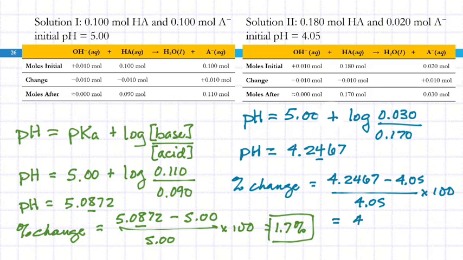So that's going to be 4.9%. In this buffer, we had equal amounts of acid and base. When we added the sodium hydroxide, we had a 1.7% change. Here, we had significantly more acid than base, and so the initial pH was a little different. And when we add base to that, we get a 4.9% change. So your best buffering is going to happen when you have equal amounts. Any questions?